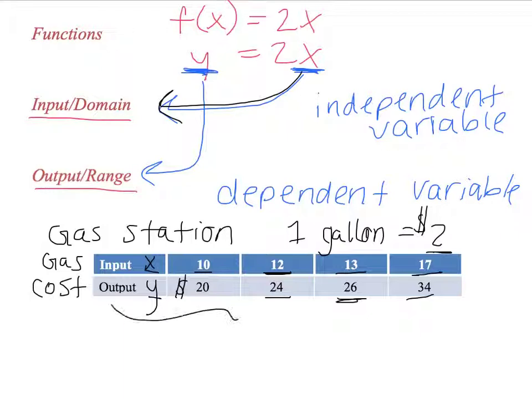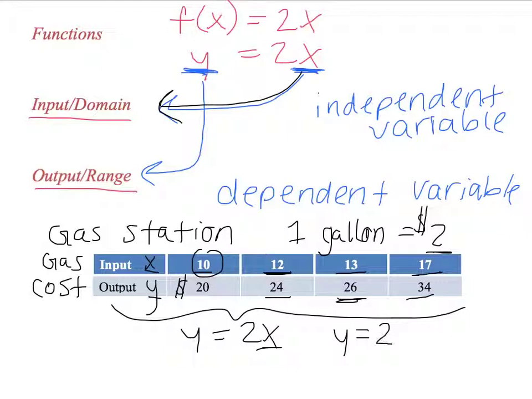So this chart here is actually a table version of y equals 2x. So if we take this 10 here and we put it in for x, we say y equals 2 times x, and x here is 10. That's going to give you 20. And that's what we have here. Because you're choosing how much gas you want to put in your car, that makes the input the independent variable.